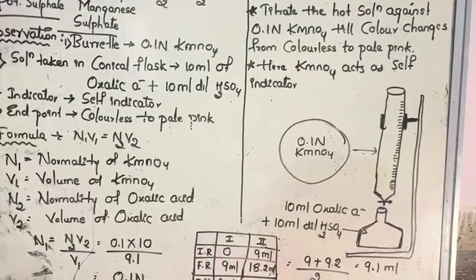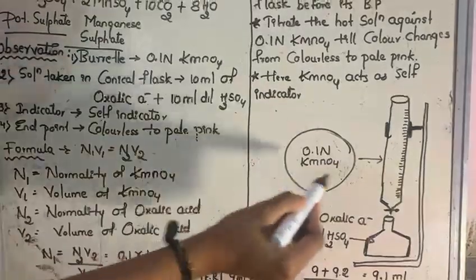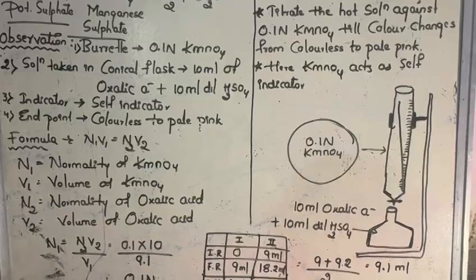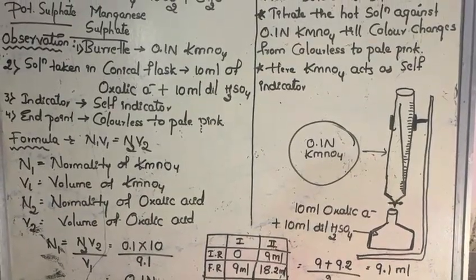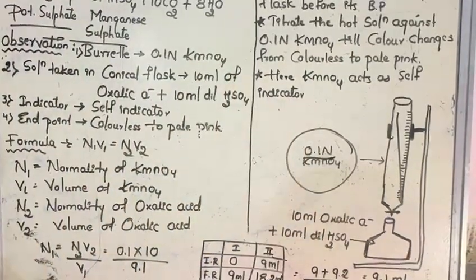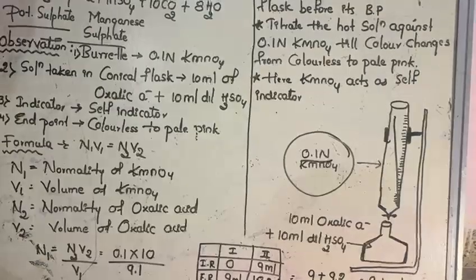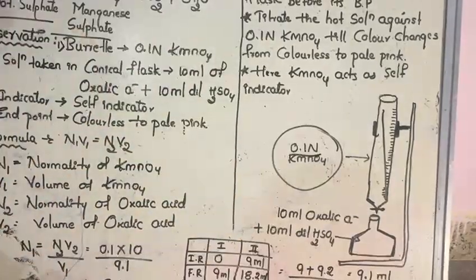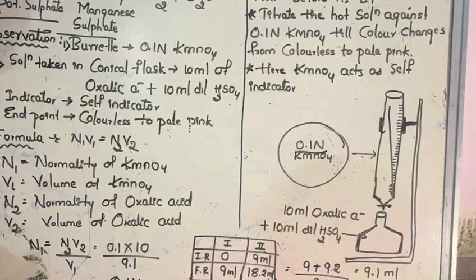The procedure is like this. We first fill the burette with 0.1 normal KMnO₄, which is our analyte, because we need to determine the exact normality of KMnO₄. I am saying it is 0.1 N, but we should not believe the stated normality when it comes to secondary standard substances. So we need to standardize KMnO₄ first before going to the assay of ferrous sulphate.